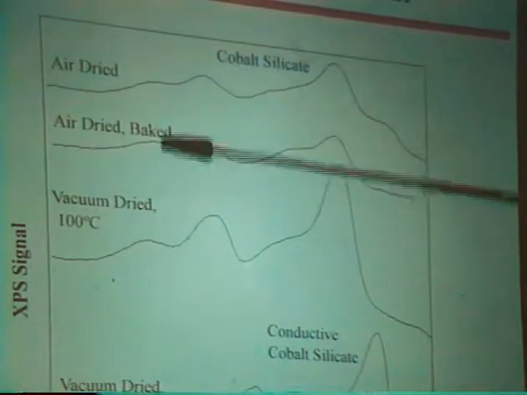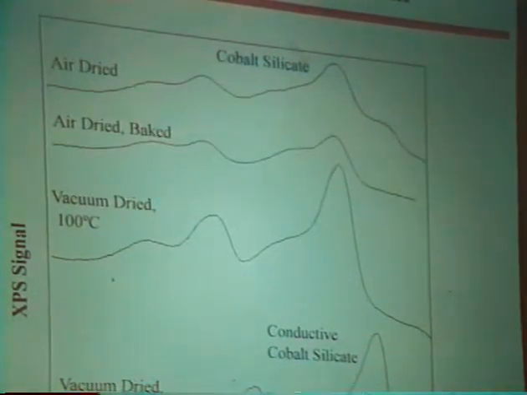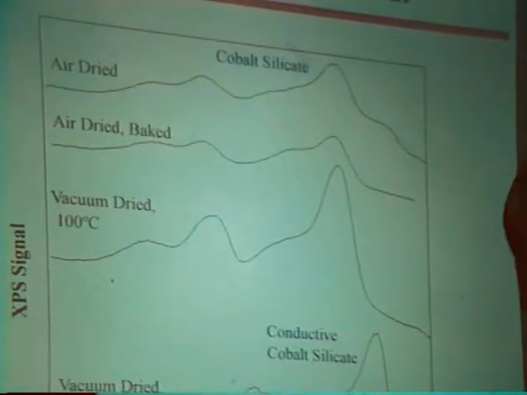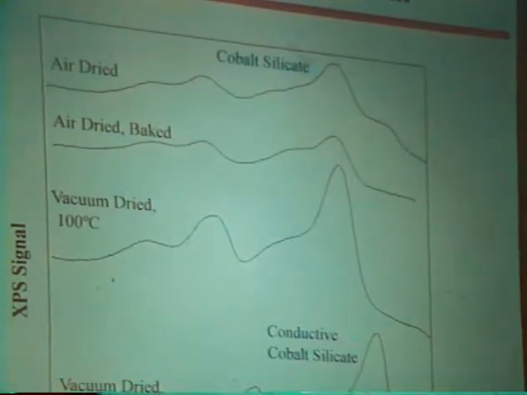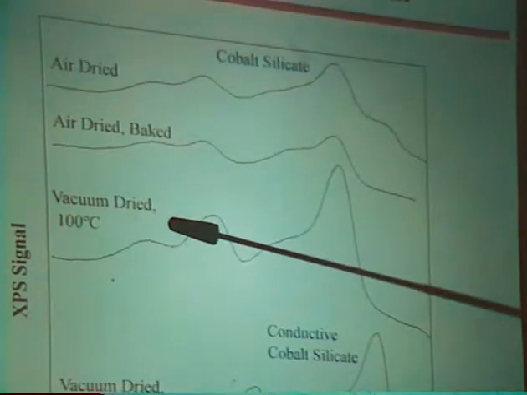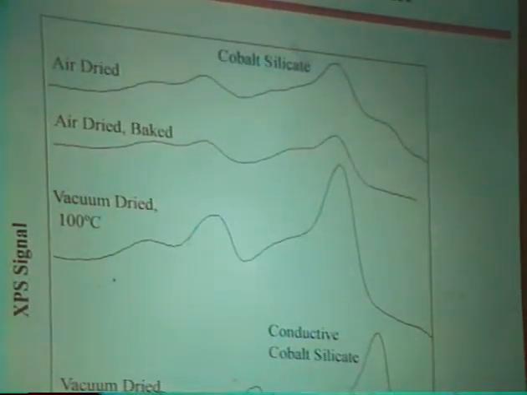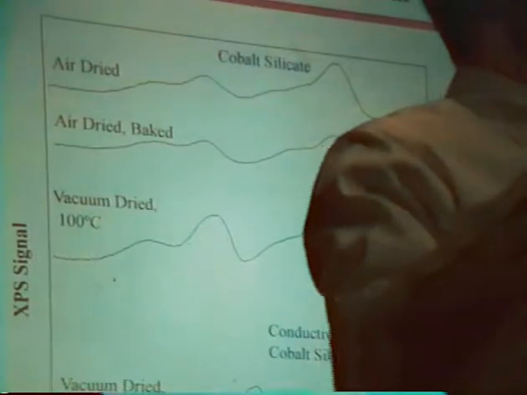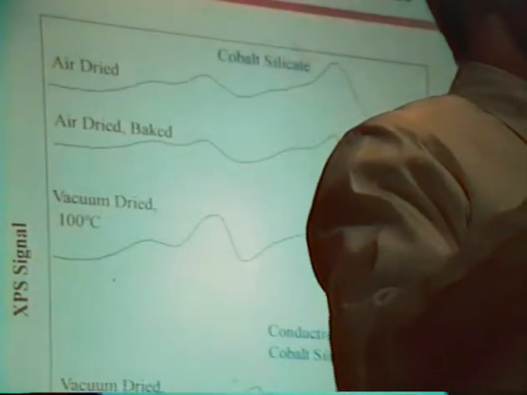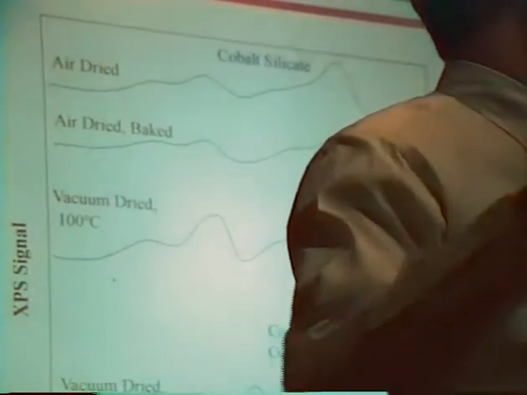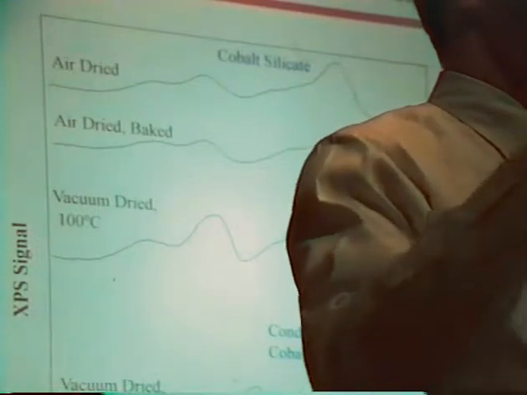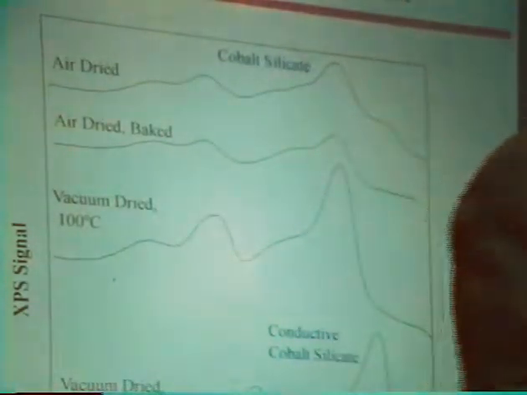For an air-dried sample that is baked, we see no change in the cobalt features. Again, this suggests that baking somehow fixed this sample. For a sample that was vacuum dried at 110 degrees C, we see the cobalt 2p3 peak at 781.6 eV. This suggests that we have this highly dispersed cobalt nitrate phase that is decomposed then to form a highly dispersed cobalt silicate phase on the surface of the silica.